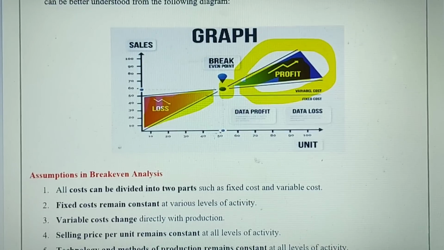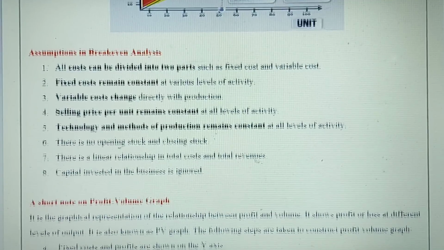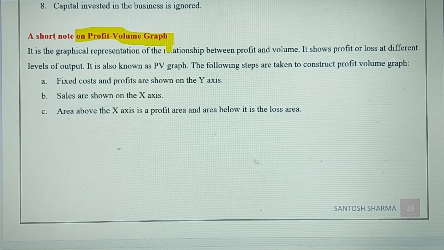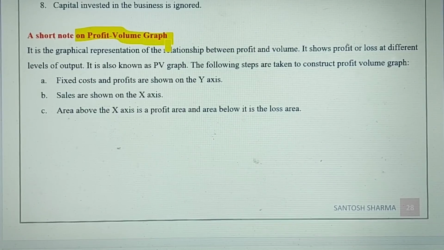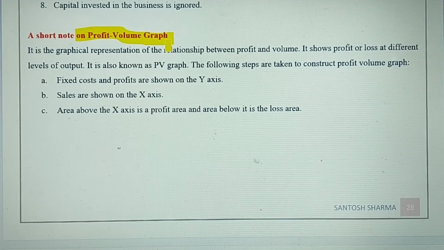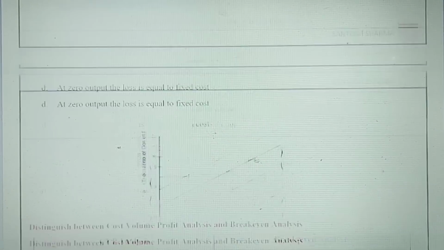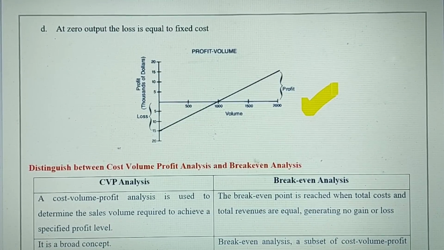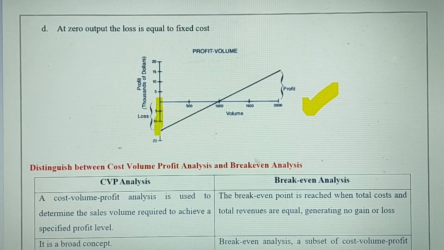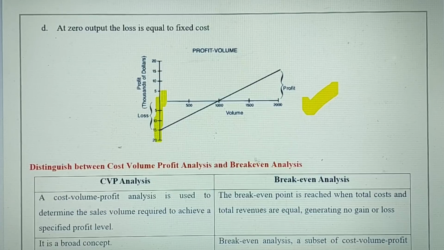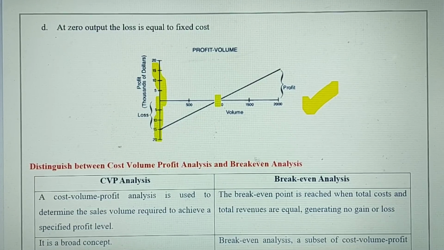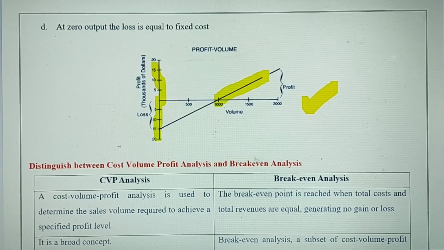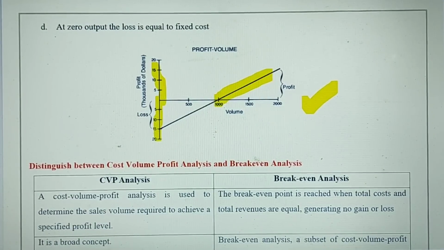A few assumptions you can also learn for the exams: assumptions of break even analysis, and one short note on profit volume graph. Basically it is a graphical representation of profit and volume. I have drawn one graph here. This graph shows the profit volume relationship. When you go below this point, it becomes loss, the upper part is profit, and this point is the no loss no profit point. And the higher you go, the more profit the company is going to earn.